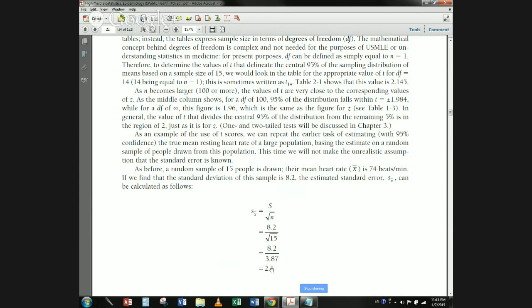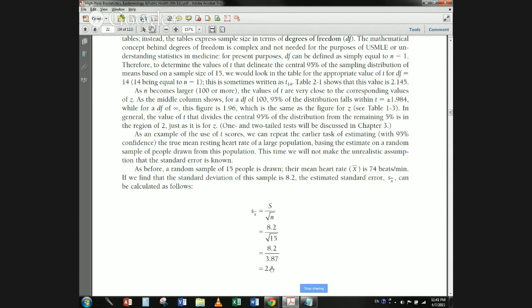As an example of the use of t-scores, we can repeat the earlier task of estimating, with 95% confidence, the true mean resting heart rate of a large population, basing the estimate on a random sample of people drawn from this population. This time we will not make the unrealistic assumption that the standard error is known. As before, a random sample of 15 people is drawn. Their mean heart rate is 74 beats per minute.